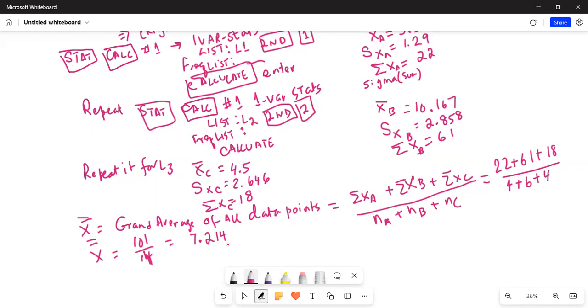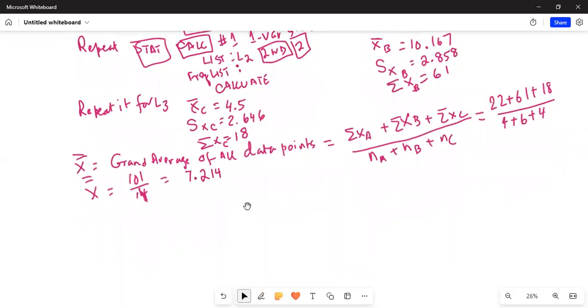Okay. So we need all this information to do the calculations. So what calculations are we going to do? That is the question. Let's move this a little bit up. We are going to compare the means. So the null hypothesis is mu A, the population mean of diet A, is equal to the population mean of diet B, is equal to the population mean of diet C. That's your null.